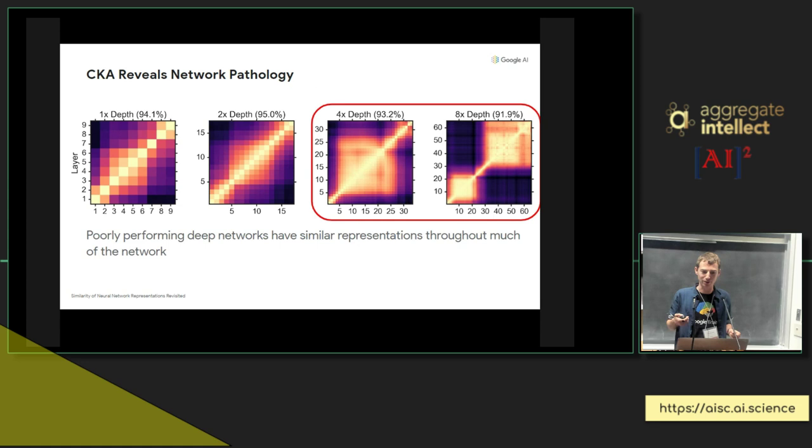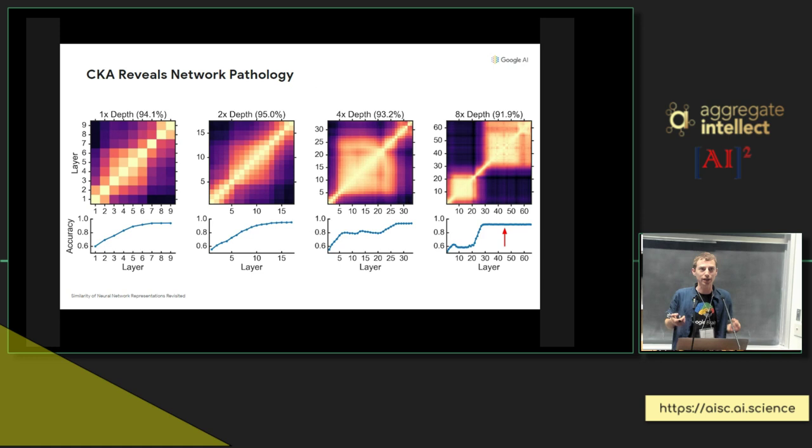We can verify that CKA actually gives us an accurate idea of how the neural network operates by training a logistic regression classifier on each of these layers individually to perform the original classification task. And if you do that, you really do see that in that very deep network on the right, the accuracy plateaus less than halfway through the network, suggesting that there really is no meaningful refinement of the representation happening in that second half of the network.